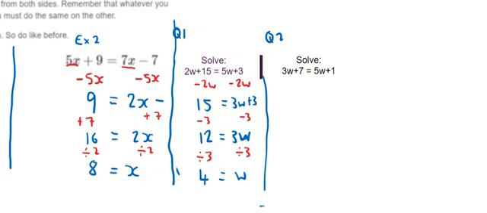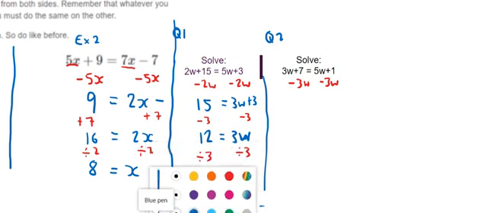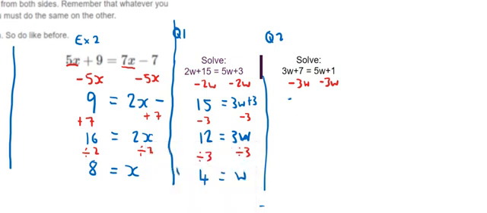Question 2 then. I've got a 5w on the right hand side and I've got a 3w on the left hand side. So 3w is smaller, so I take away 3w. Left hand side, there's just 7 left, equals, because the 3w's cancel. 5w take away 3w is 2w plus 1, because the plus 1 comes down.